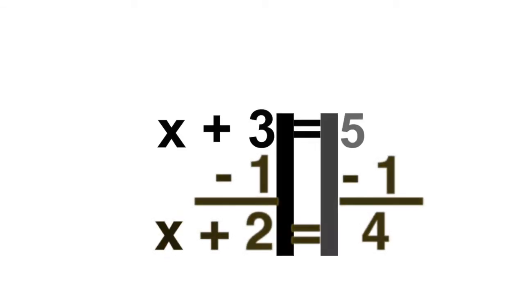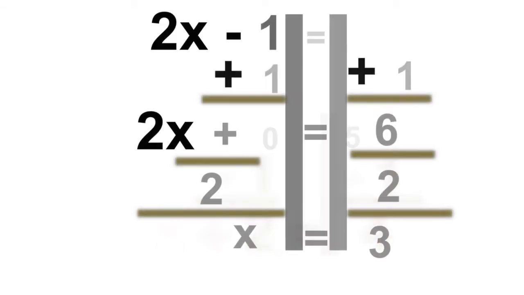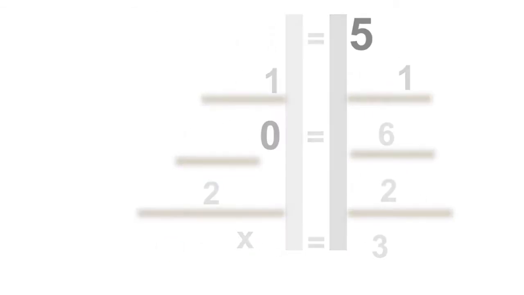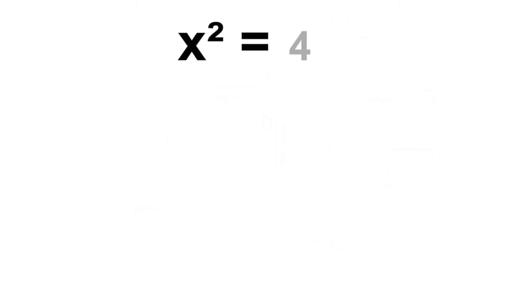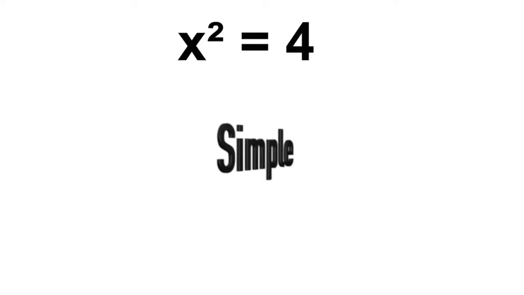Now that we have the basics of the railroad method, let's dive a little bit deeper and try to solve for an exponential problem. So let's say we have x squared equals 4. This one's fairly simple. We can just use the law of equations.